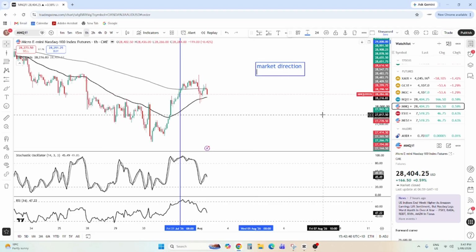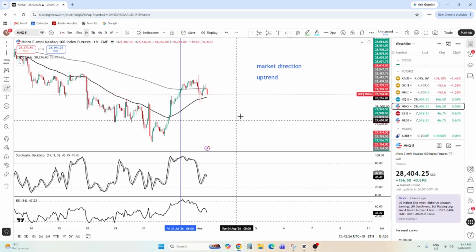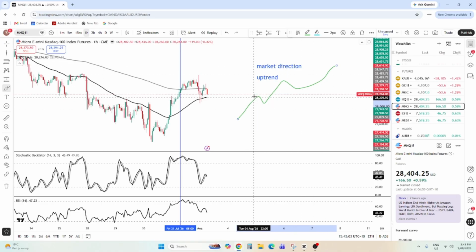Market direction, we're going to start off. There's uptrends, downtrends, there's going to be a range, higher highs, higher lows, lower highs, and lower lows. So we're going to begin with an uptrend. An uptrend is very simple. An uptrend just goes up, then down, then up. And then basically it's making higher highs and higher lows.